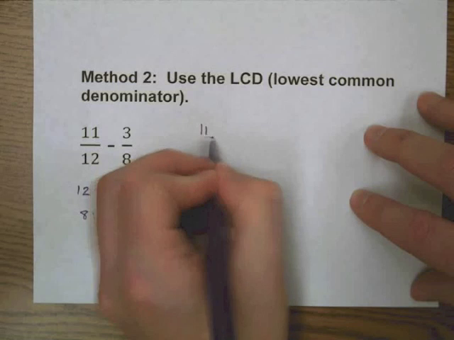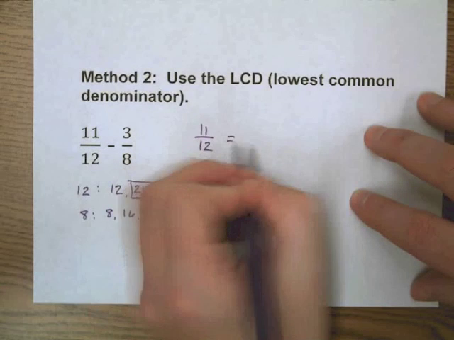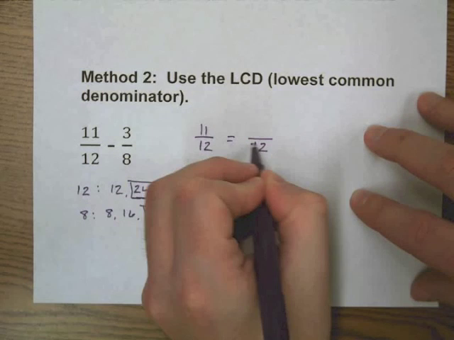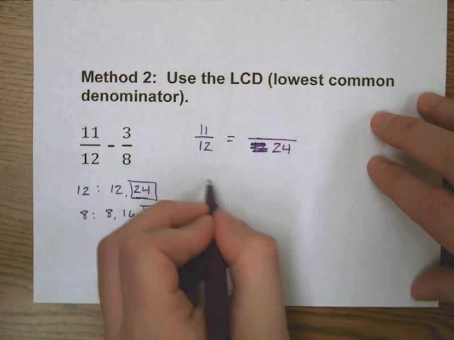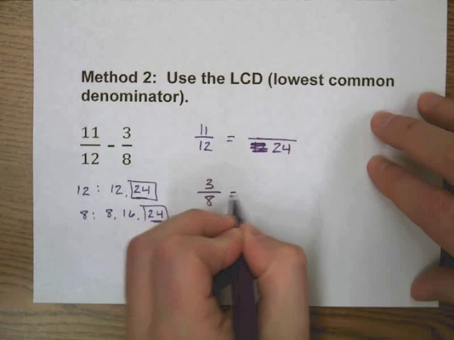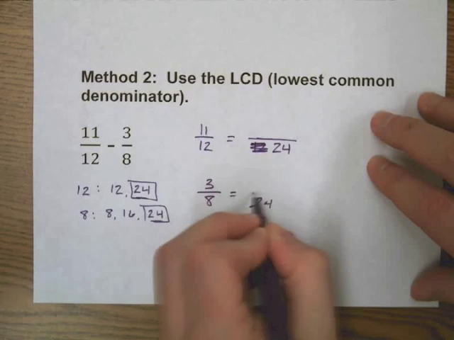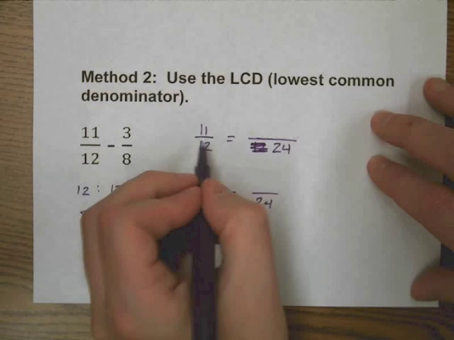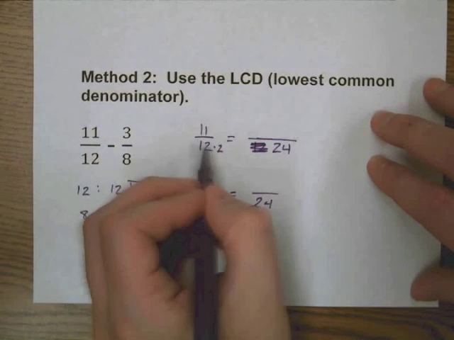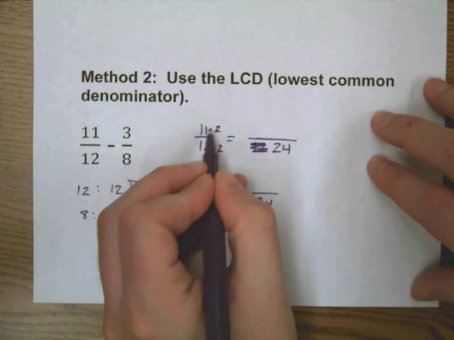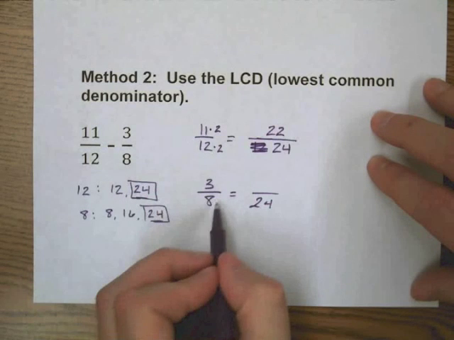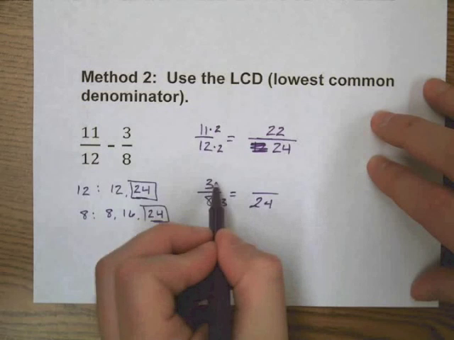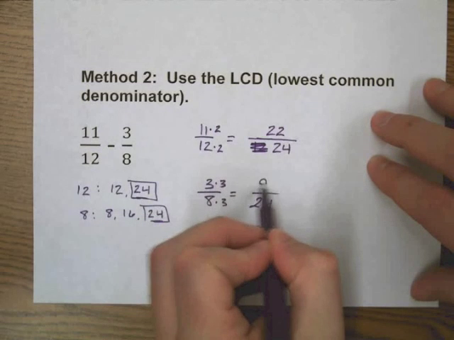So I'm going to say 11/12 is going to go into 24ths. And 3/8, I'm going to take that and turn that into 24ths. Well, 12 times 2 is 24. If I do it to the bottom, I do it to the top. And 11 times 2 is 22. And 8 times 3 is 24. So 3 times 3 is 9.